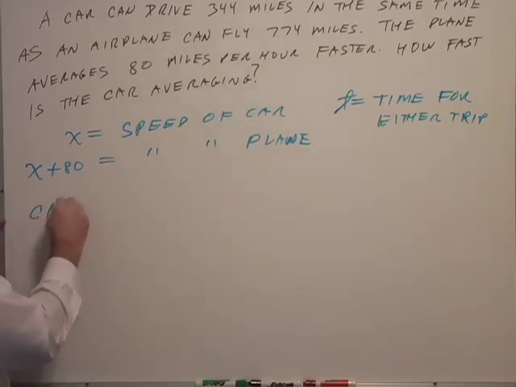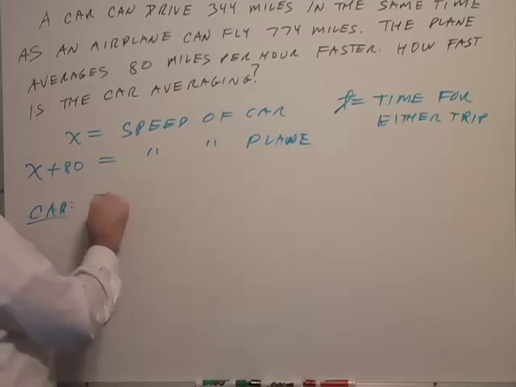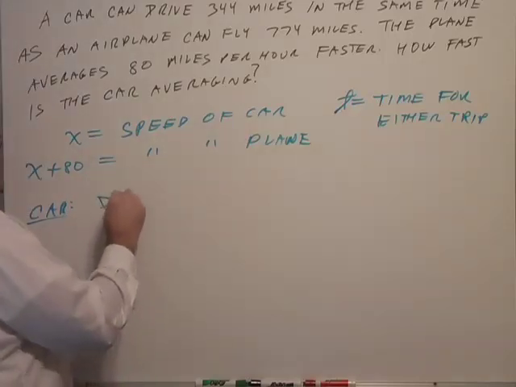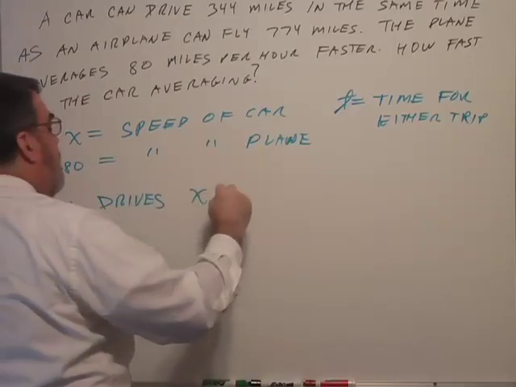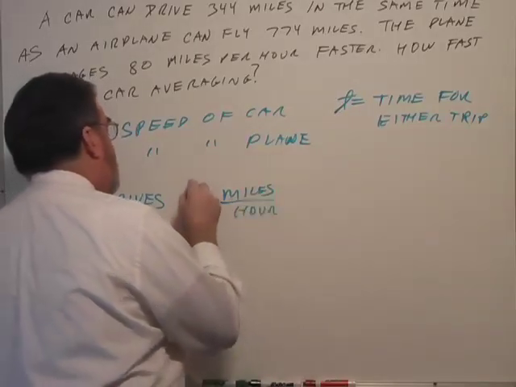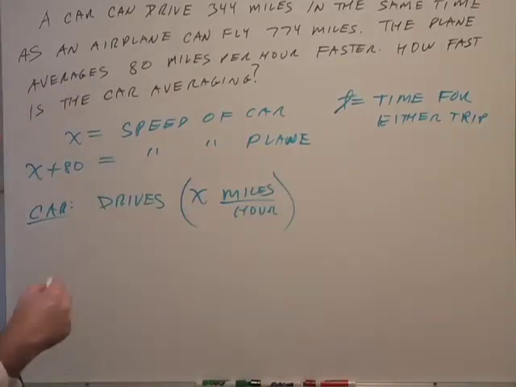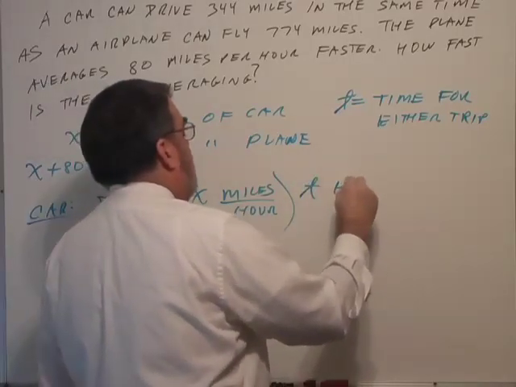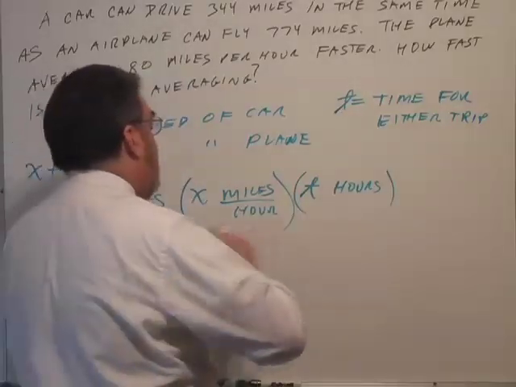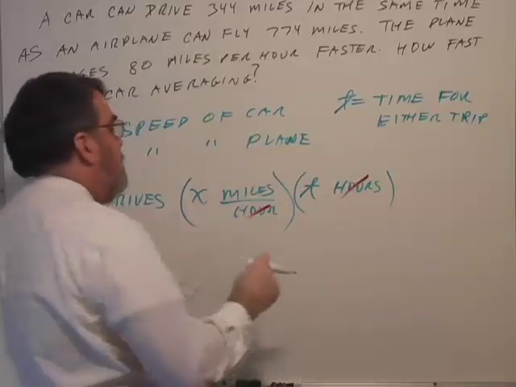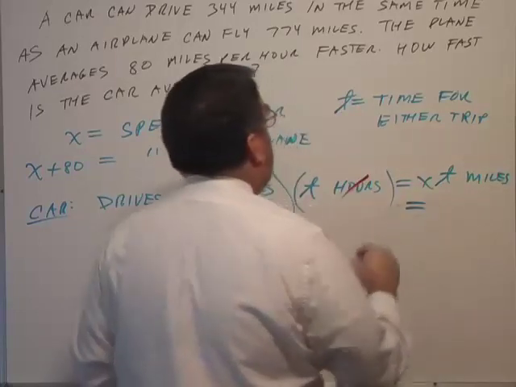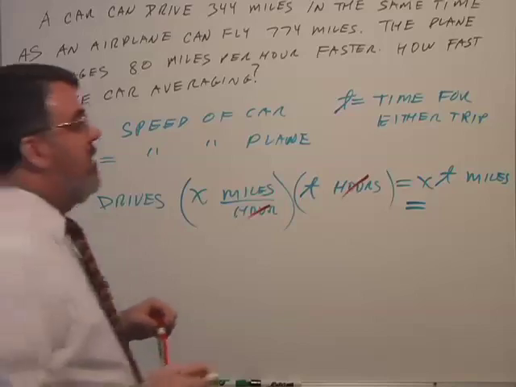So here we have the car, and it drives x miles per hour, and I want to multiply by the time, t hours, and once again the hours cancel off and give me miles. That's xt miles.